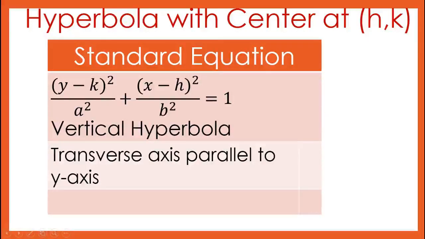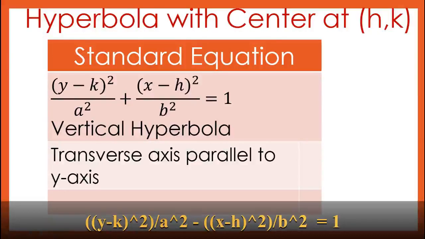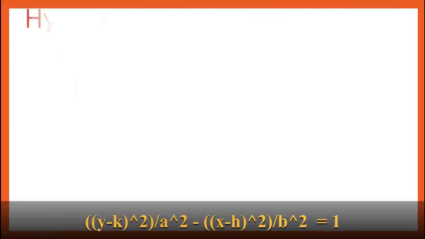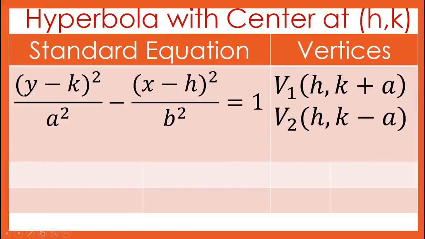Okay, medyo mali ito, ano? The equation is (y minus k) squared over a squared. It should be minus (x minus h) squared over b squared equals 1. Again, I repeat, this is not plus, this should be minus. Kapag ganito ang hyperbola, yung ating (x minus h) squared ang negative, ibig sabihin yung ating hyperbola ay vertical. Ang transverse axis parallel to y-axis. Okay? At ito yung mga parts niya.